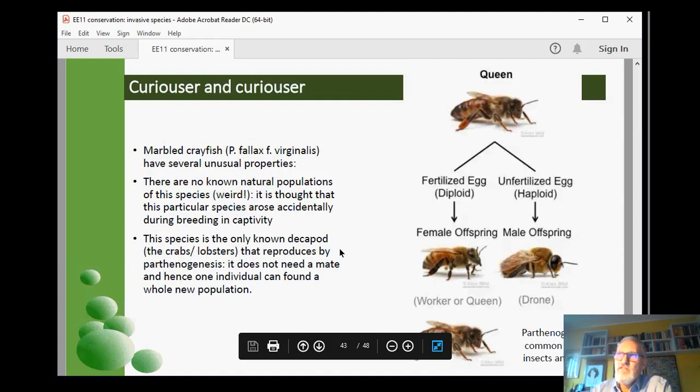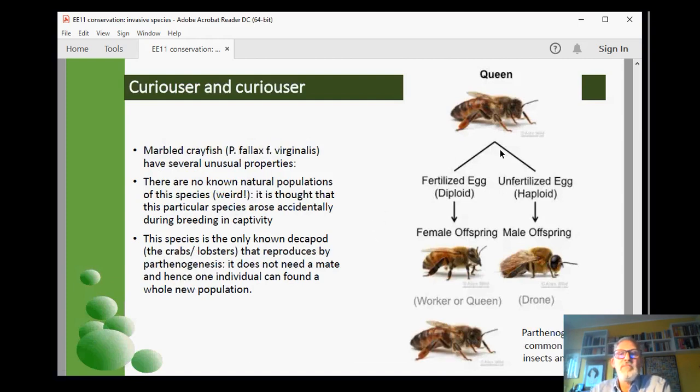But the story is very, very strange, because this marbled crayfish has a number of extremely unusual properties. And you can see, for those of you who know a little bit about biology and systematics, there's a rather curious appellative here. This would be the species P. phallax. But something's been added to this name, because it's got this virginalis suffix to it.